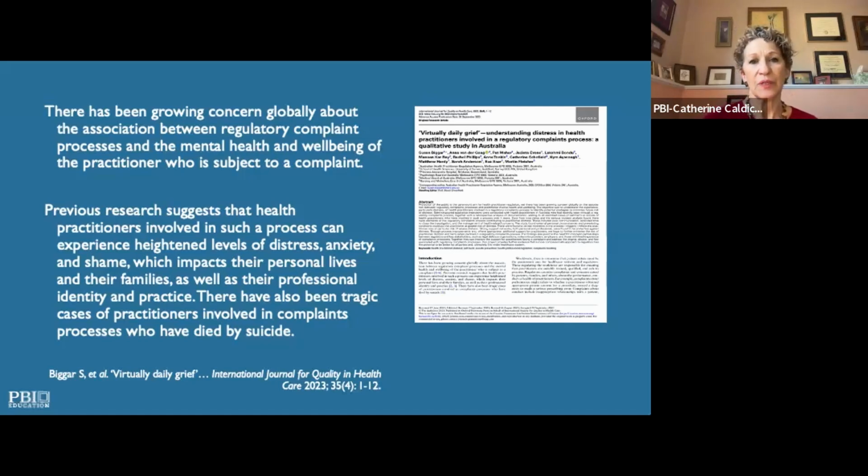All right, I want to read to you these quotations. The first one: there has been growing concern globally about the association between regulatory complaint processes and the mental health and well-being of the practitioner who is subject to a complaint. Previous research suggests that health practitioners involved in such a process can experience heightened levels of distress, anxiety, and shame, which impacts their personal lives and their families, as well as their professional identity and practice. There have also been tragic cases of practitioners involved in complaints processes who have died by suicide.